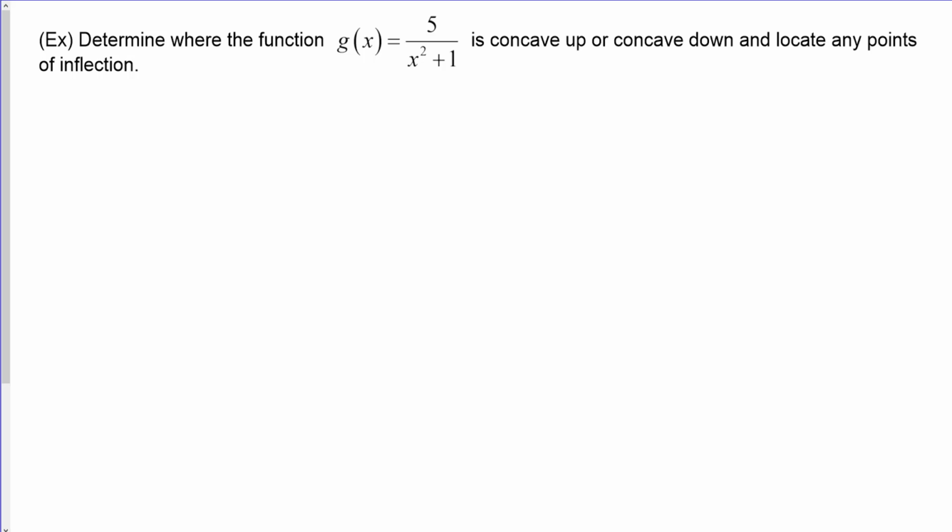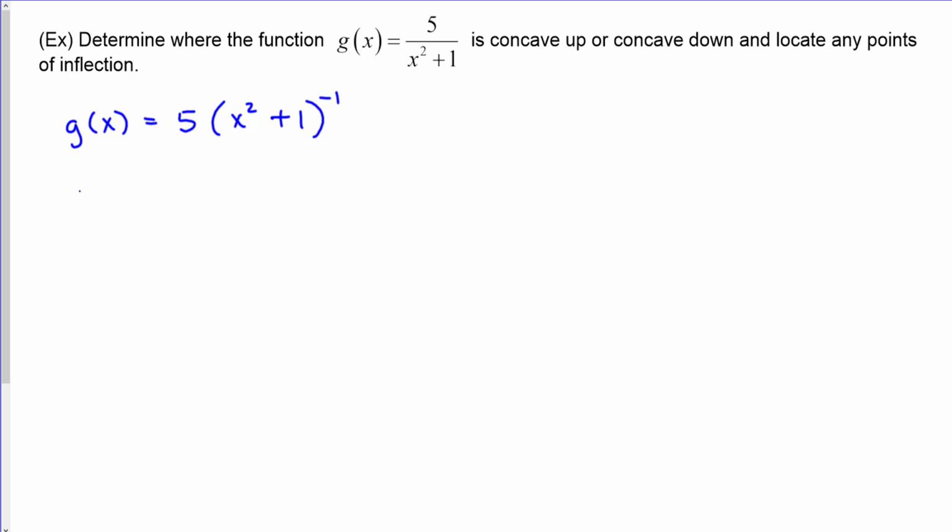So our work here is probably going to be wrapped up in getting that first and second derivative, because it looks like, well, if I rewrite g of x as 5 times x squared plus 1 to the negative first power, I can at least get the derivative of this using the chain rule as opposed to using the quotient rule, which is a little bit more time consuming. So let's see what happens with the chain rule.